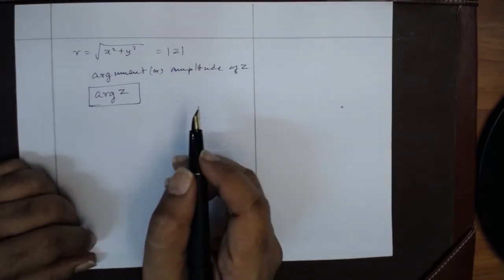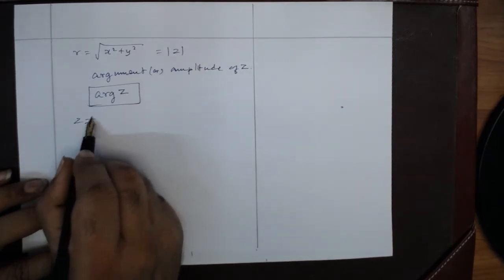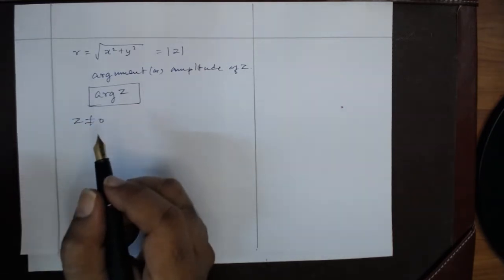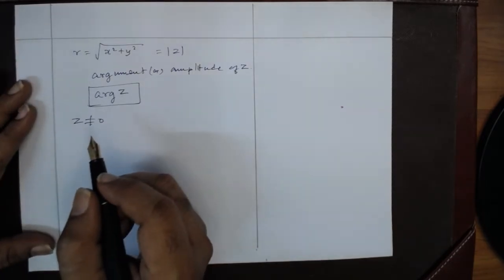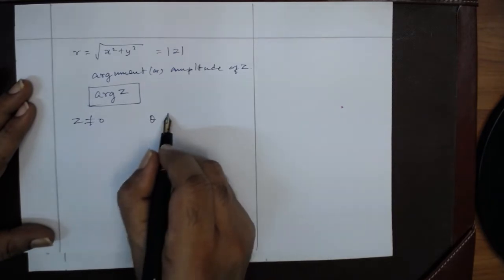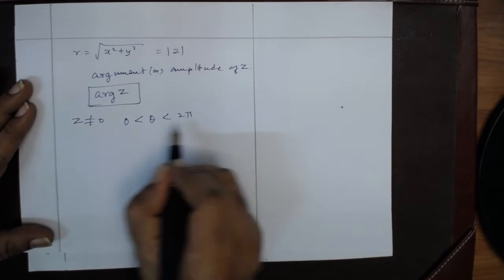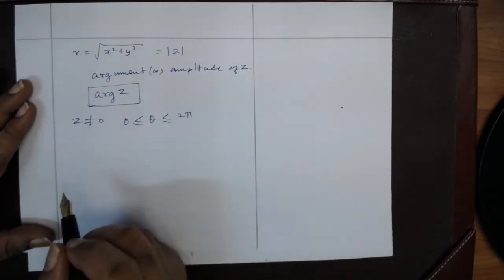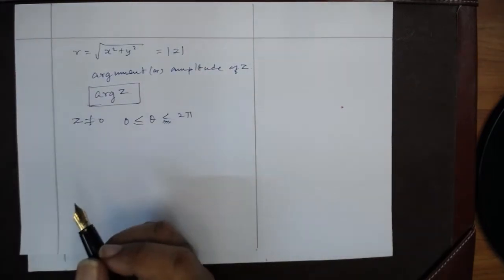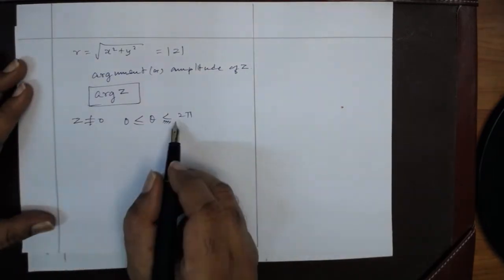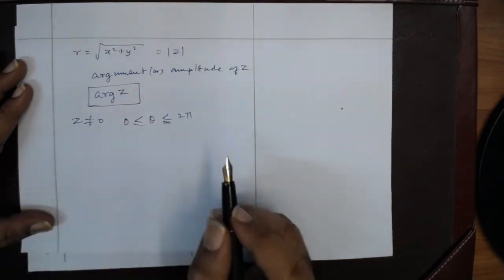For any complex number, when z is not equal to 0, theta lies between 0 and 2 pi. Here 2 pi does not come; between 0 and 2 pi, it is only less than, and here, less than or equal to.